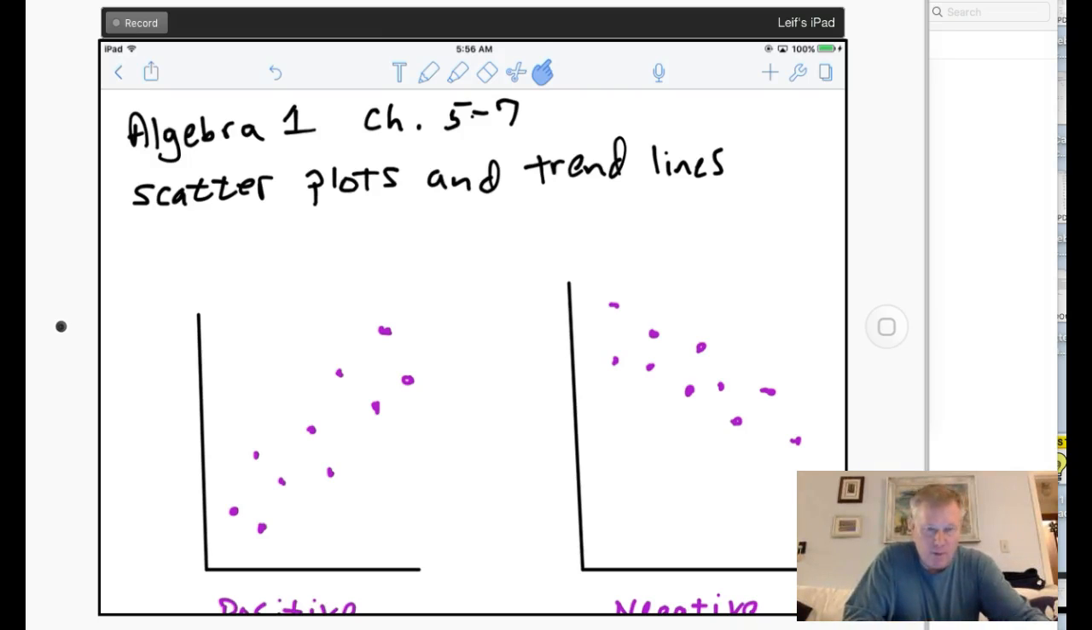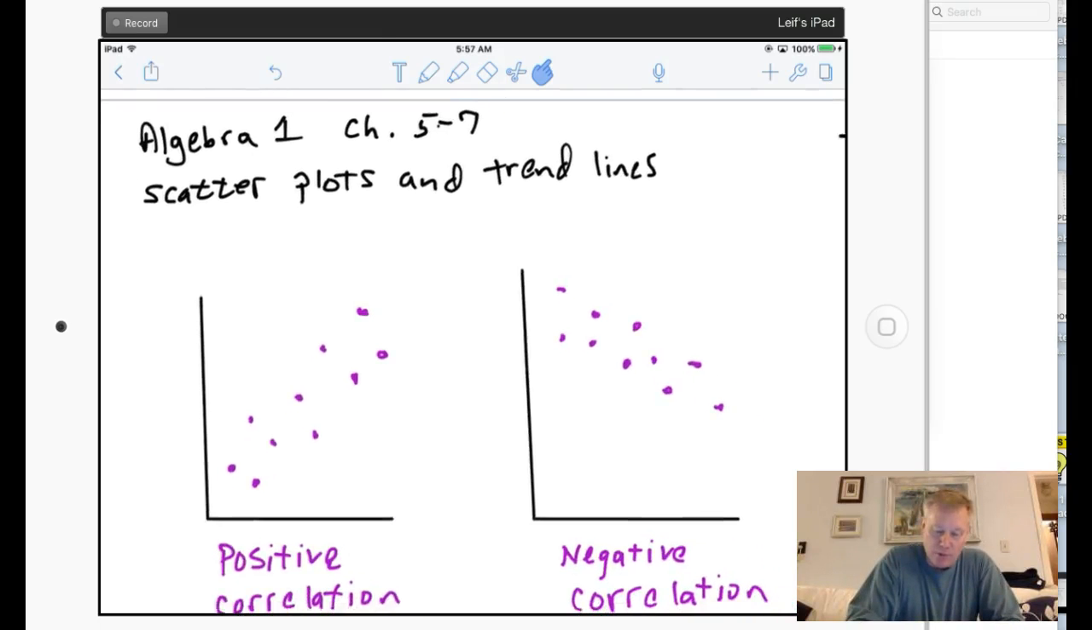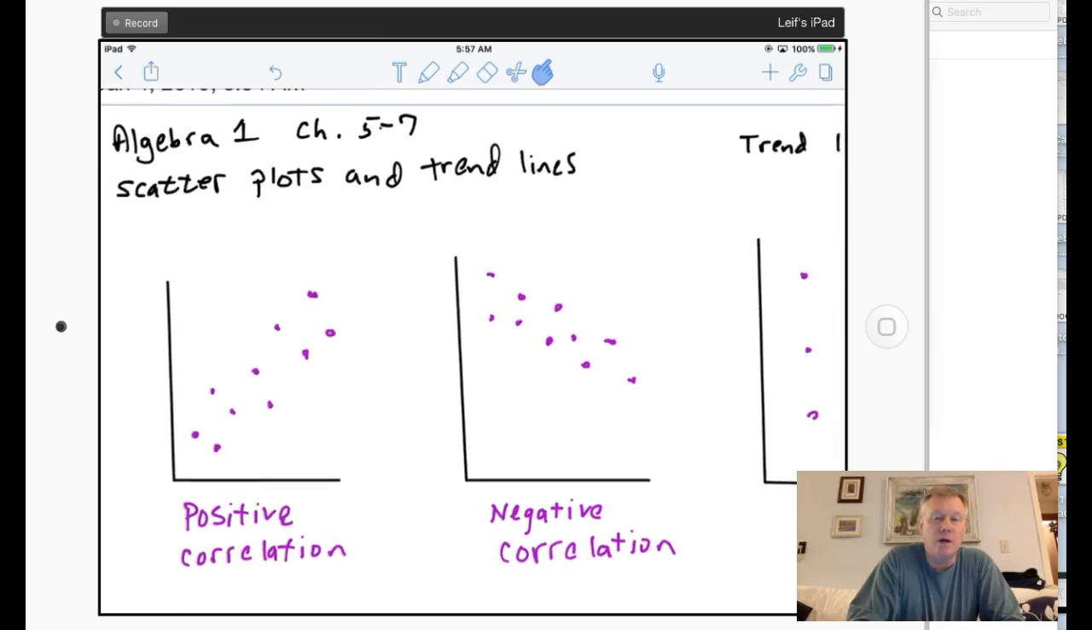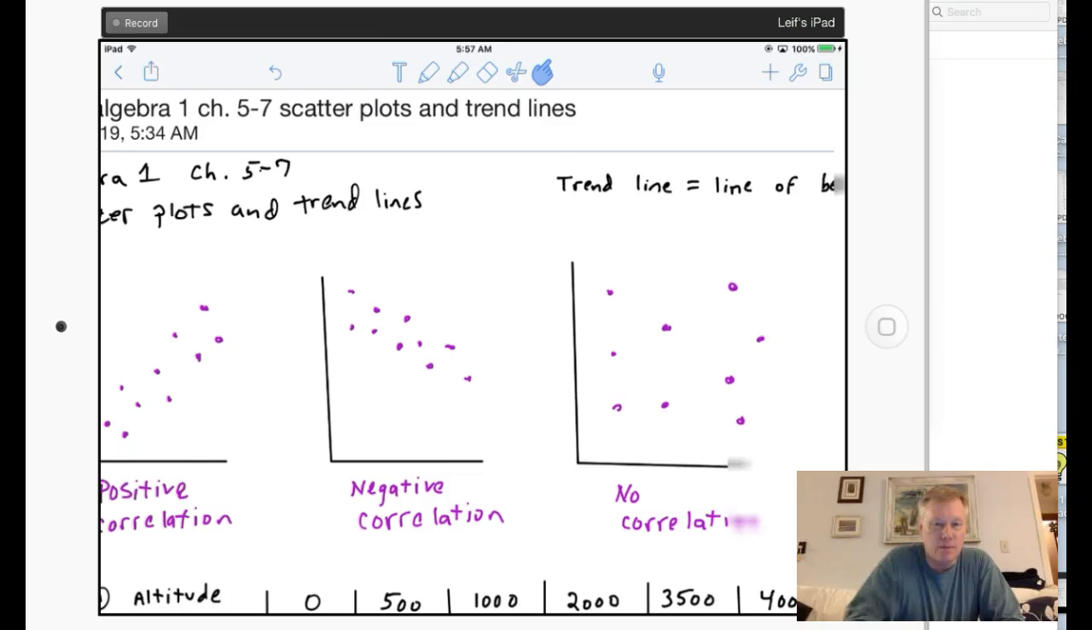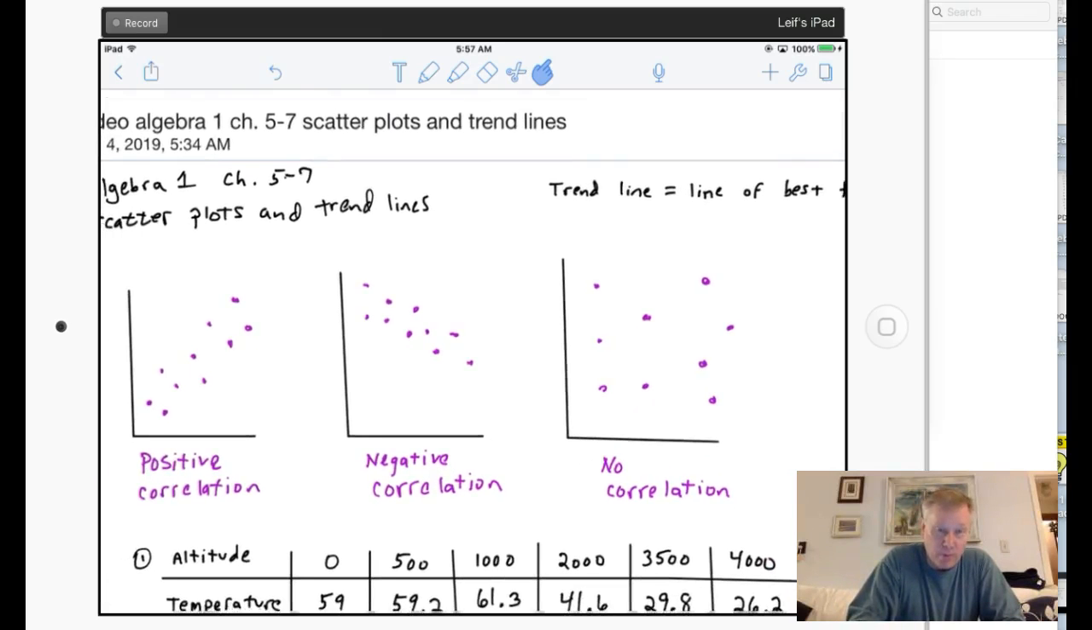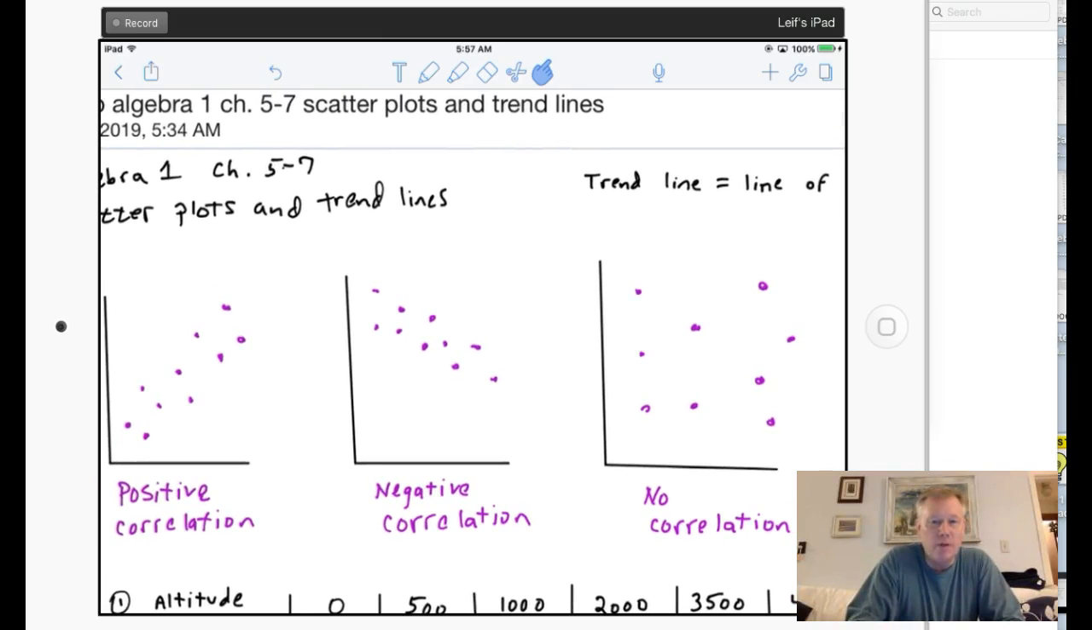Hi there. Today, for Algebra 1, we'll be looking at scatter plots and trend lines, Chapter 5-7. So, a couple things to start. There are three different kinds of correlation, and I need you to write these down and learn them, remember them, all right? And I'll show you how I remember them.